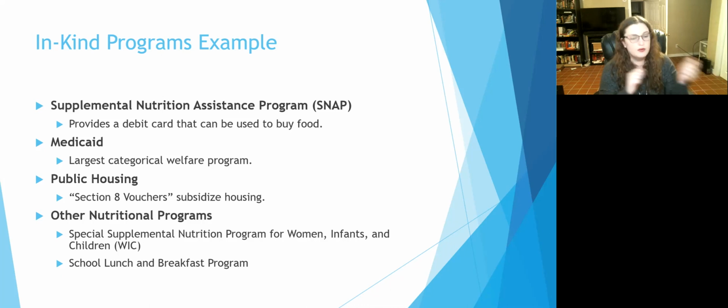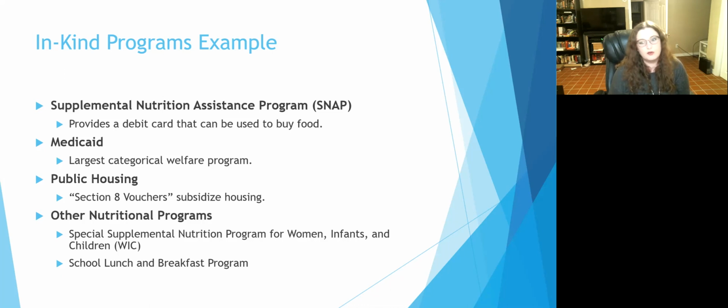Right? So you can only use it in exchange for food. So it's kind of an in-kind program because we're only allowing people to get food with this. Then there's Medicaid, which is an in-kind program that only provides medical service. There's Section 8 vouchers, which provides housing, which is also an in-kind thing where we're giving somebody something.